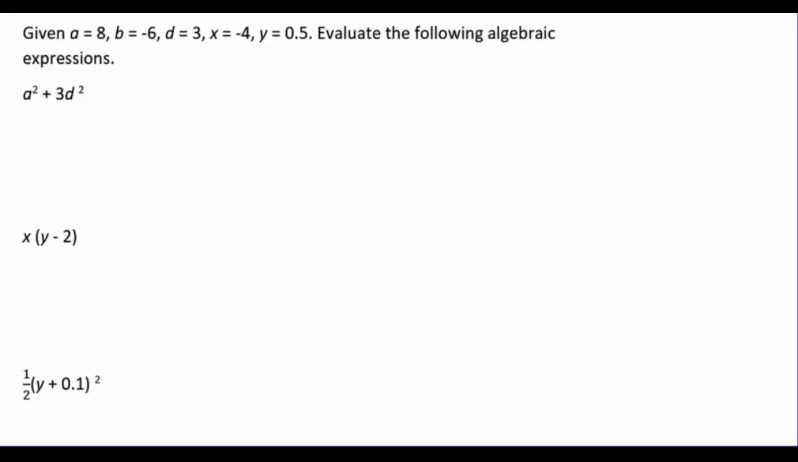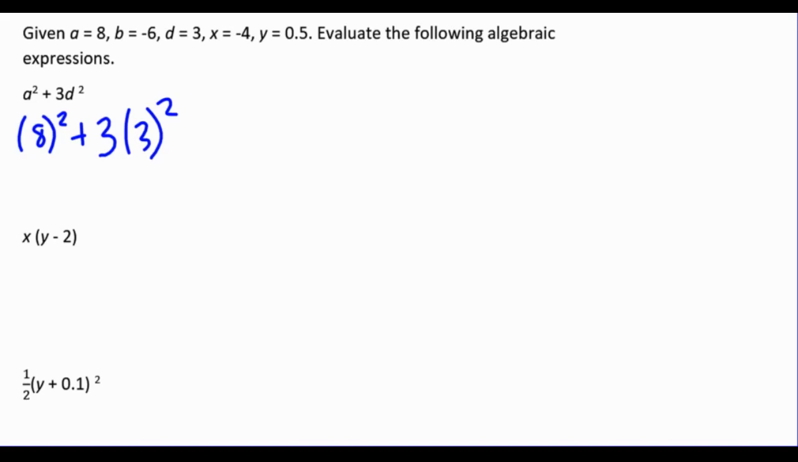The first question, I have a squared plus 3d squared. So for my a, I'm going to replace a with 8. So I'm going to place my 8 in parentheses, like so, plus 3, because that's just part of the problem there above. And I'm going to put my d value in parentheses. My d value is 3, and I square it.